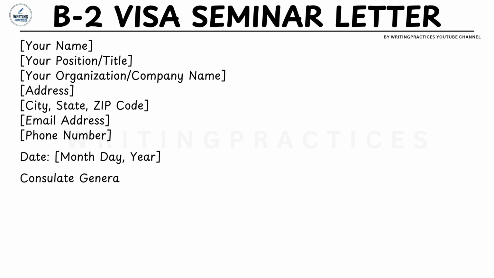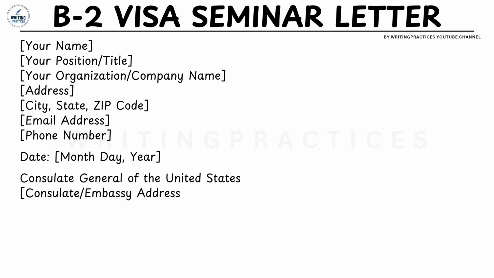Recipient's information. After the date, you provide the recipient's information. Since this is directed to the US government, you don't need to address an individual person by name. Instead, you write it formally like this: Consulate General of the United States, consulate or embassy address, city, country. This ensures that the letter reaches the correct authority without being too specific. Since visa processing involves different officers, it also keeps the tone professional.